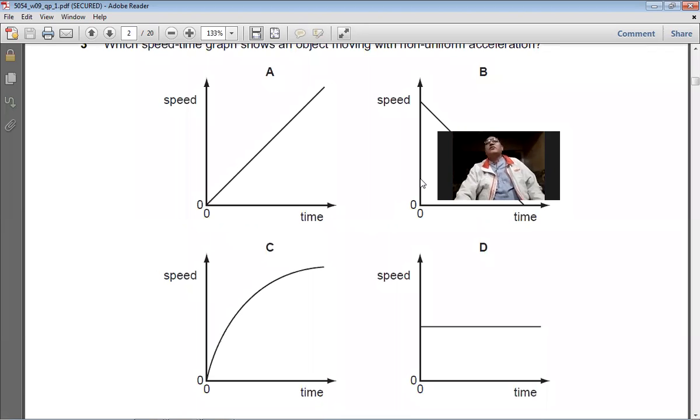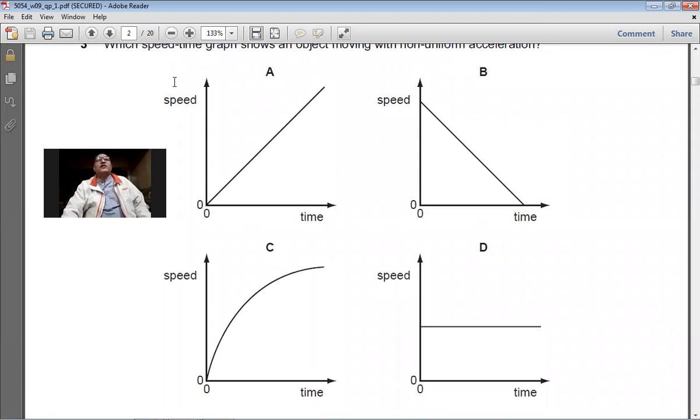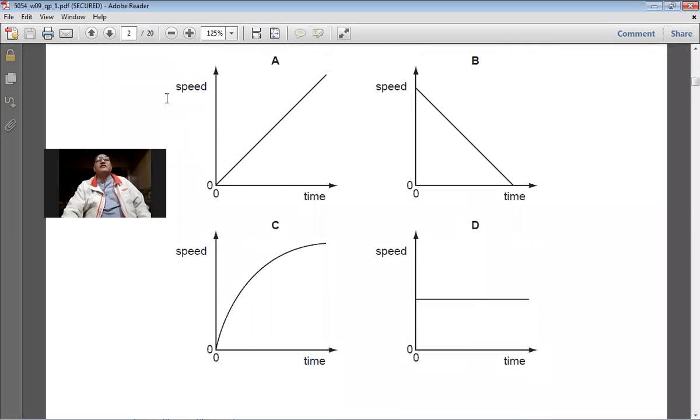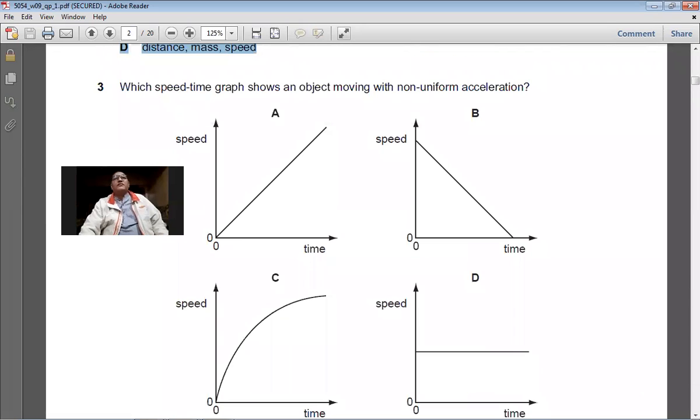Okay, here we go. We have question number 3. So let's reduce the size a little bit. Which speed time graph shows an object moving with non-uniform acceleration? So here we have 4 options. All of them are basically speed time graphs. And in the speed time graph, the gradient shows the acceleration. If you want a non-uniform acceleration, the gradient of the graph should be changing.